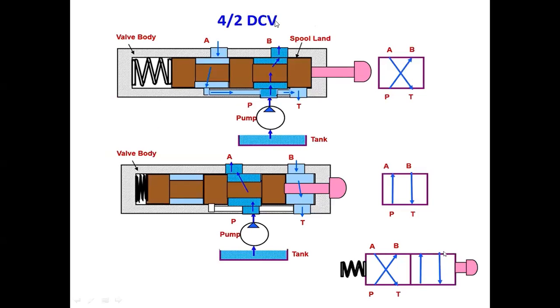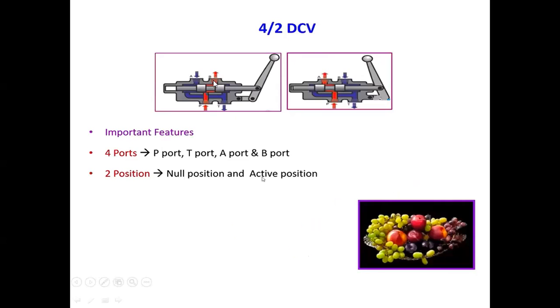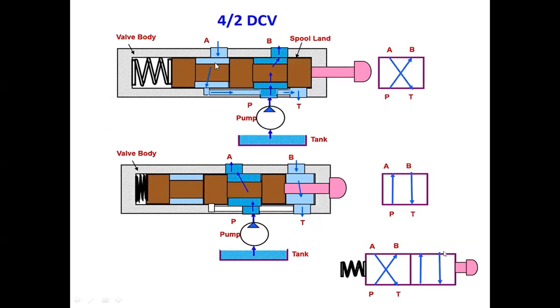So see here, this is the 4/2 DCV, direction control valve. 4 ports, 2 positions, 4/2. See, these are the 2 positions here. So, valve body, A port, B port, P port, T port. So, this is the position A to T and P to P.